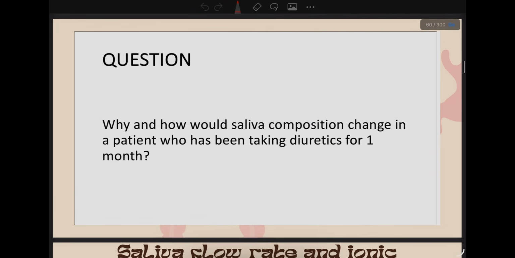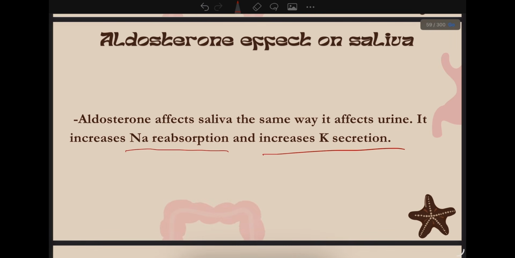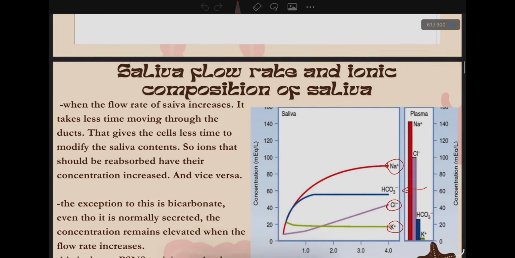Now, why and how would saliva composition change in a patient who has been taking diuretics for a month? Knowing the last information that we said. Well, he had been taking diuretics, so he will be losing a lot of volume, which activates the renin-angiotensin-aldosterone system. We have aldosterone in here, right? What did aldosterone do? Exactly. Absorb sodium, secrete potassium.